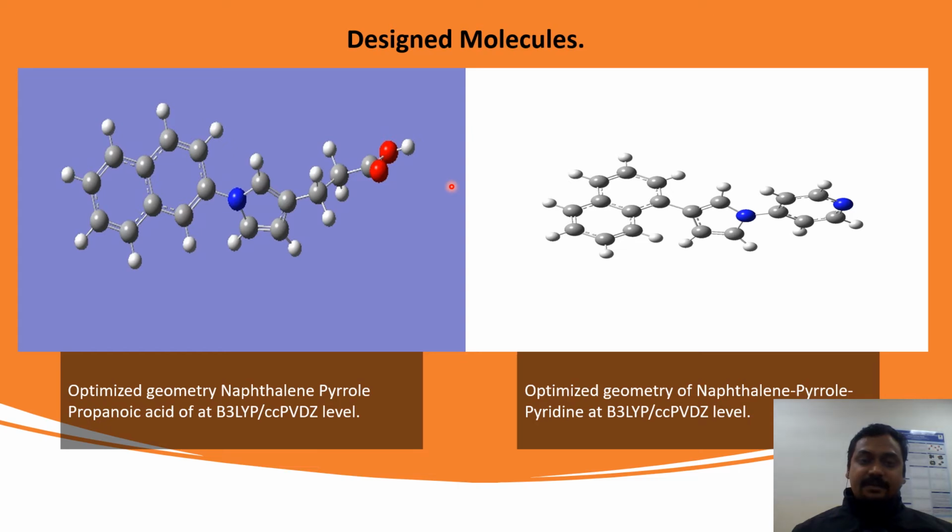So here I can show you the optimized geometries of my two systems. The first is naphthalene, pyrrole, and propanoic acid. So this part is your donor, this is your spacer or bridging element, and here you have the acceptor. Similarly, the second molecule has a naphthalene, pyrrole, and this is your pyridine. So these are the optimized geometries of the designed molecules, and further we have looked at their charge transport properties. So let me come to that.